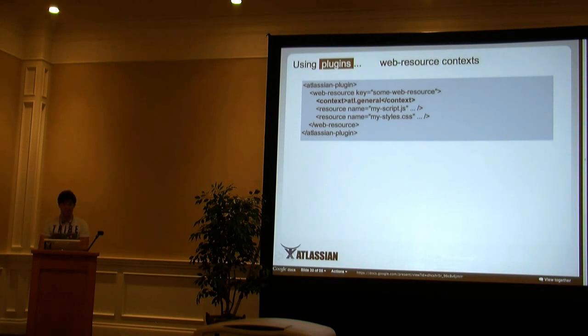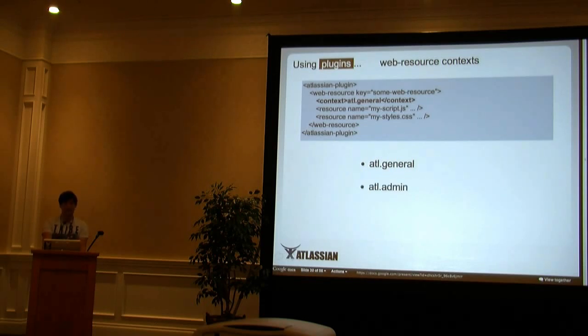And what that's going to do is, every time the application renders a view, it'll include those script and CSS files in that view. ATL general applies to every application view except for the admin screens. So this can be a really nice way to mess with the existing Jira or Confluence UI if you like. ATL general is one of the ones which is consistent across all of the applications.